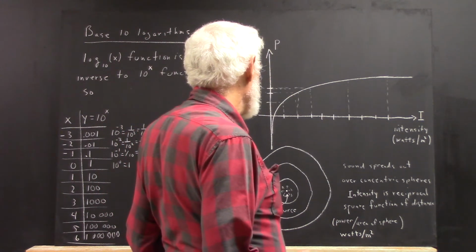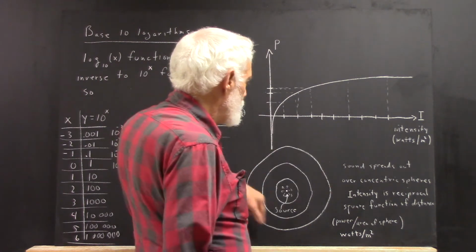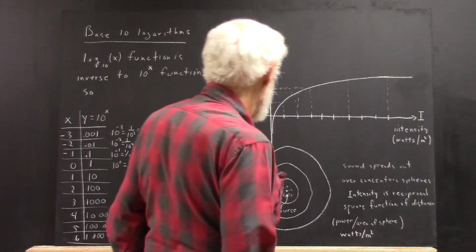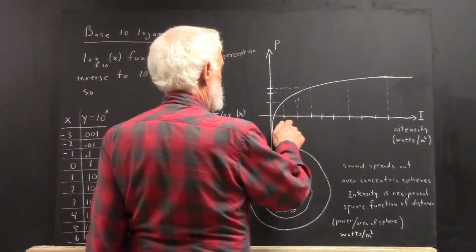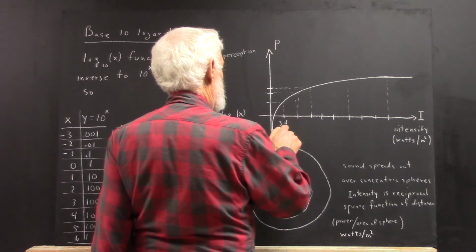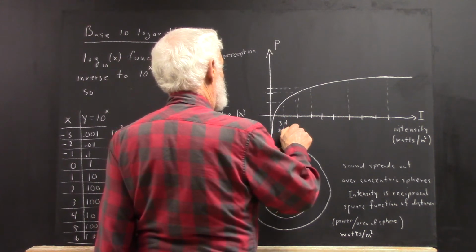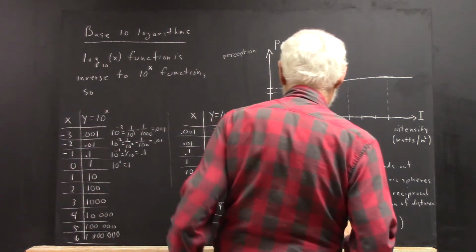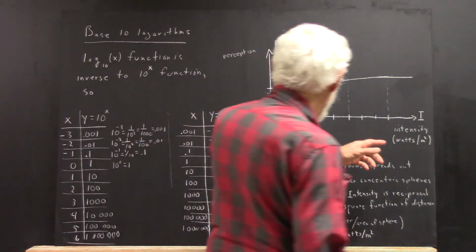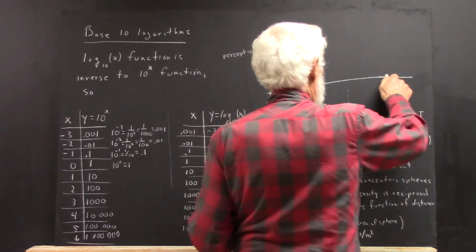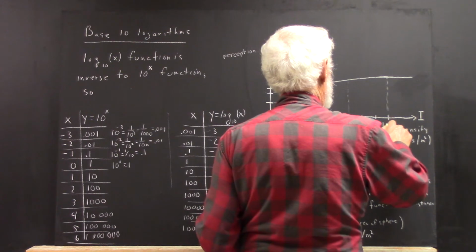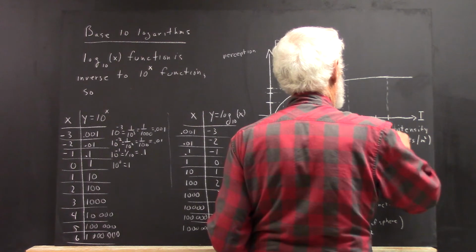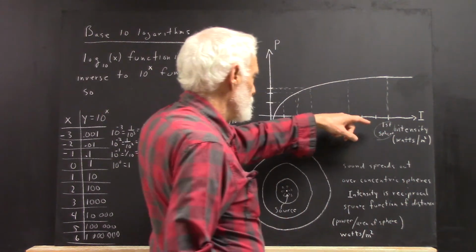So the intensity out here on the third circle is here, okay? So this would be your third circle, or third sphere. And here's the intensity, okay? Now the first sphere, can't read that word sphere, but pretend it's right.